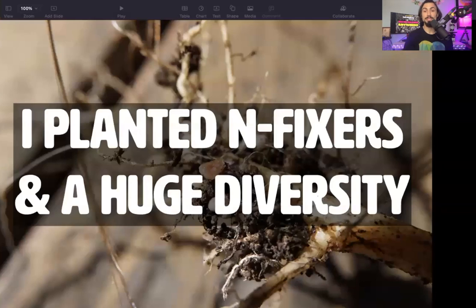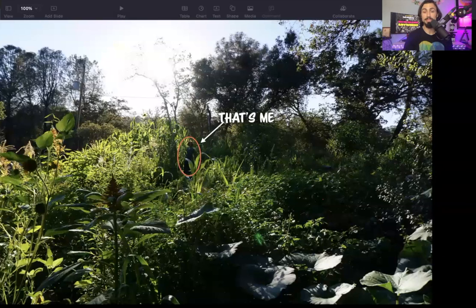So I added compost tea and compost. I planted nitrogen fixers and a huge diversity of plants. I would actually mix dozens of different seeds together in giant jars and throw them. I was the throw sow king, and people thought I was crazy and was wasting seeds, except it would turn out like that. So I don't know what they're talking about.